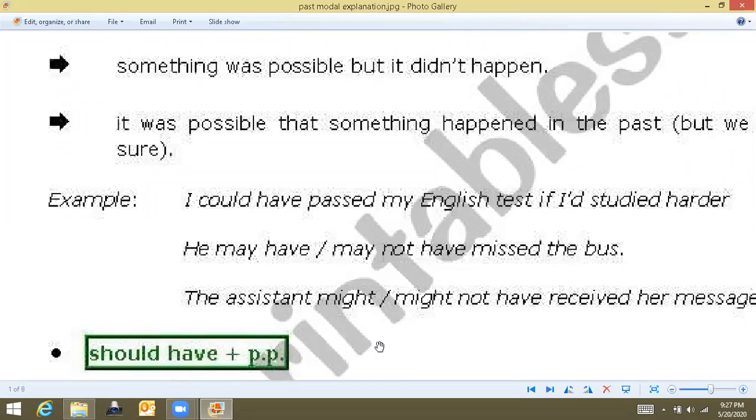So once again, let me write it in the WhatsApp chat. You have modal plus have plus past participle of verb. Okay, so you have the modal plus have plus past participle of the verb.